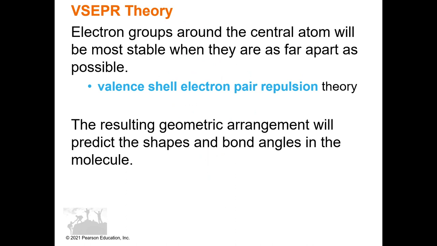So the whole idea of spacing out electron groups in a molecule is called valence shell electron pair repulsion theory, or VSEPR theory. Looking at the central atom, we have to count how many bonds there are and how many lone pairs, and then use that combination of electron groups to figure out molecular geometry.